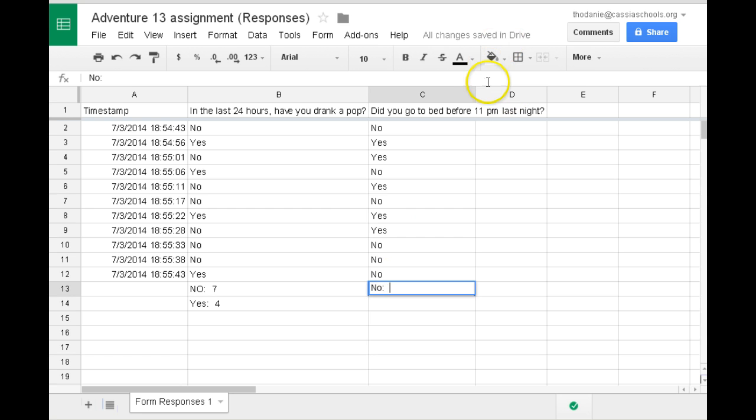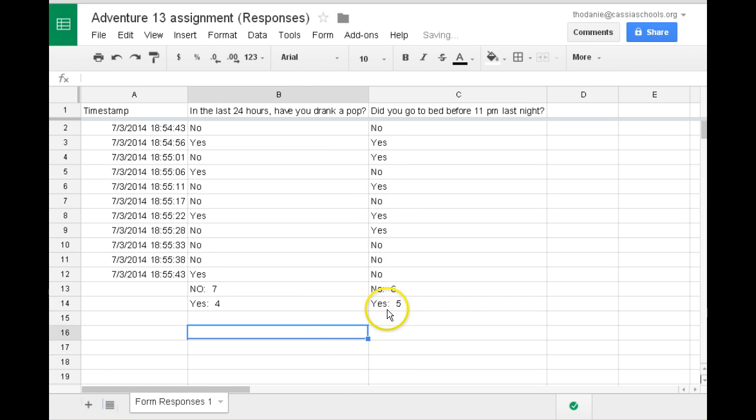Now over here, the no's. Going to bed before 11? No. And that was 1, 2, 3, 4, 5, 6. 6 no's, and there should be 5 yeses, that means. Oops, let's do that again. I've got 1, 2, 3, 4, 5. 5 yeses, okay? So now I could build out a little table.